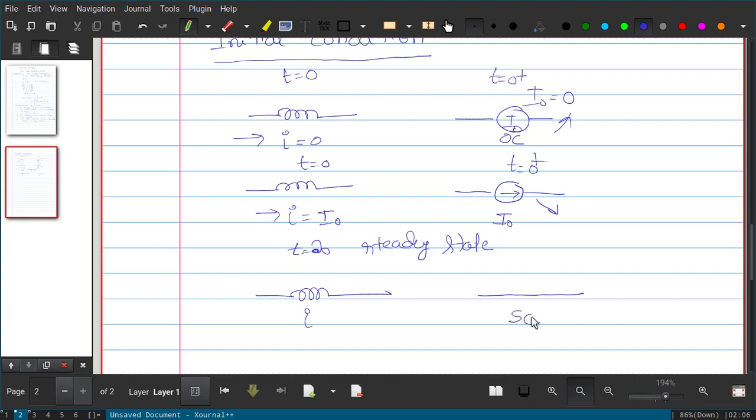What does a short circuit indicate? It indicates the voltage across the inductor is 0. To indicate that, we use a short circuit. So if you keep an inductor as it is for a long duration, after steady state, when you are applying a DC current source, the voltage across the inductor will be 0 and it can be represented as a short circuit. Okay. That is about the inductor. So we have discussed capacitor and inductor. Now we will see first order RL and RC circuits.